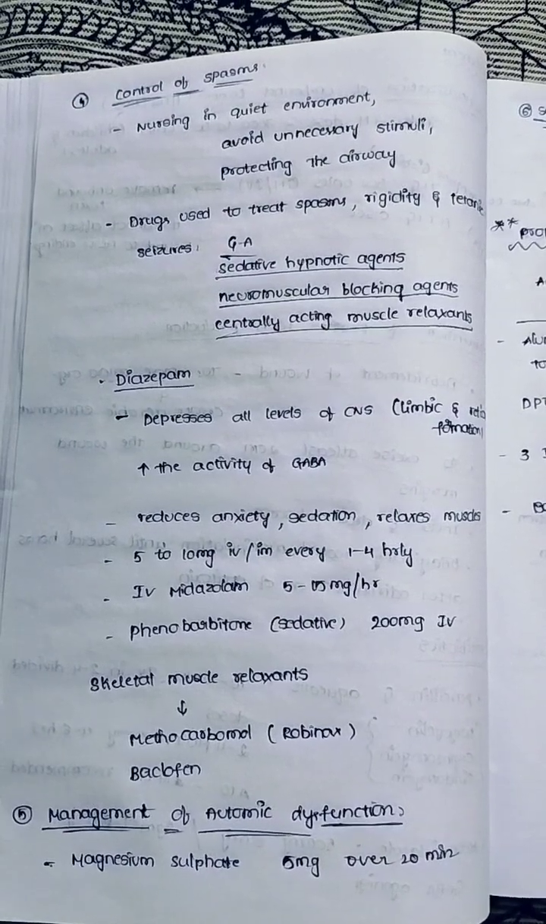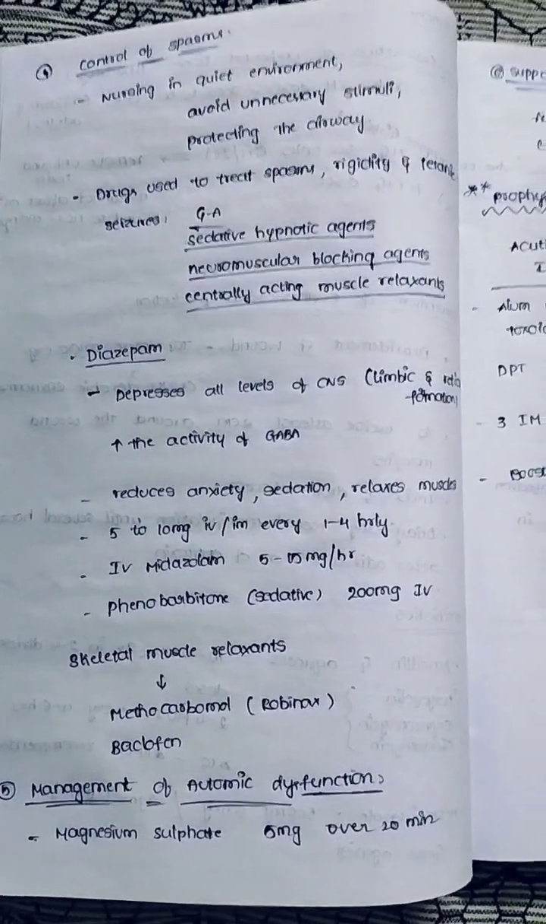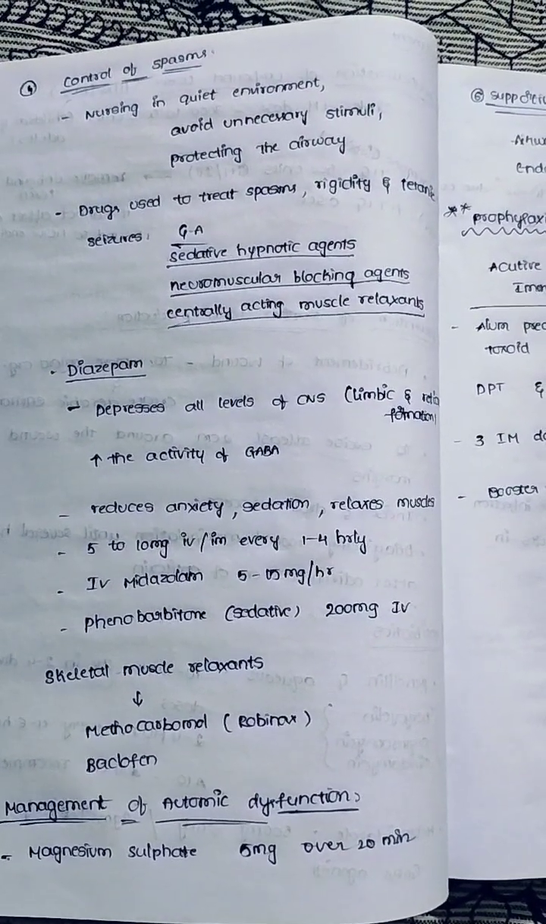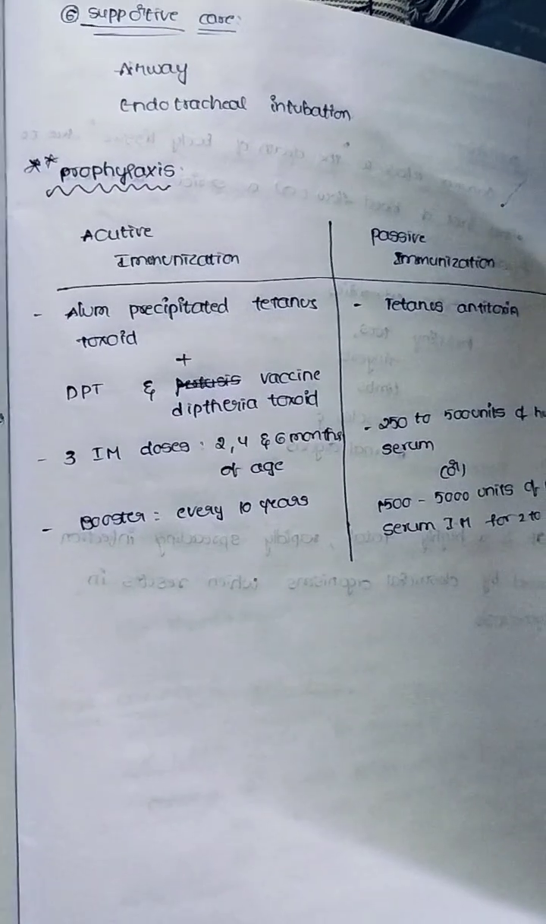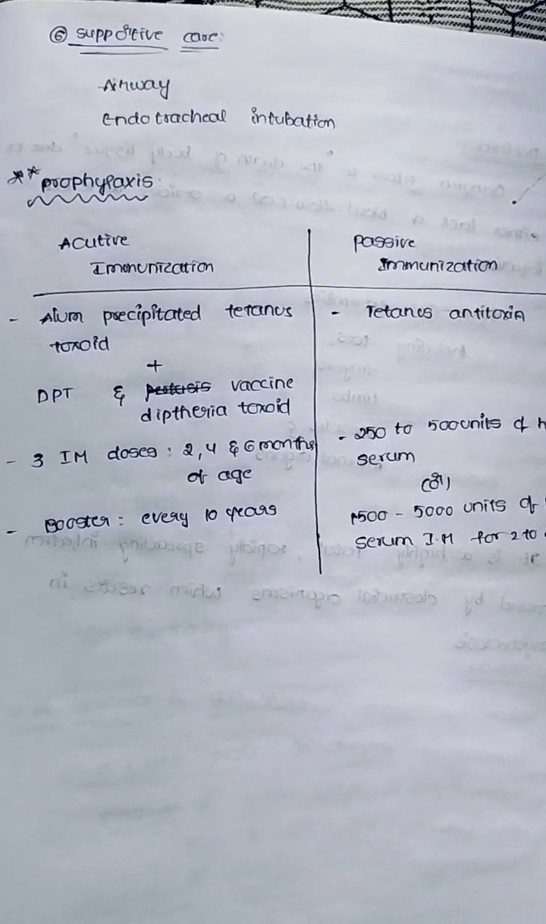Another step is management of autonomic dysfunction using magnesium sulfate, given over 20 minutes. And the last is supportive care, by giving airway support and endotracheal intubation.